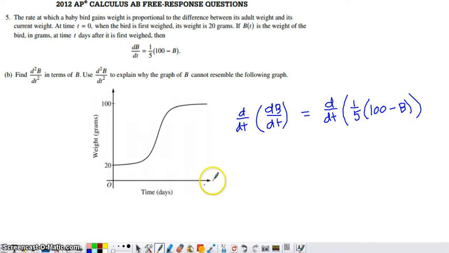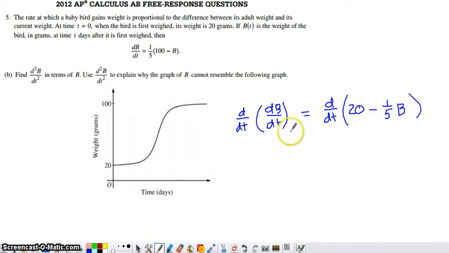Now one thing that you can do, and I am going to backtrack here and do it at this point, this equation right now is technically a product. What I'm going to do is distribute my 1/5 into the parentheses just so that I don't have that product to deal with when I'm taking my derivative. So I'm going to distribute 1/5 to 100, and that's going to become a 20. And I'm going to distribute 1/5 to negative b, and that's going to become negative 1/5 b.